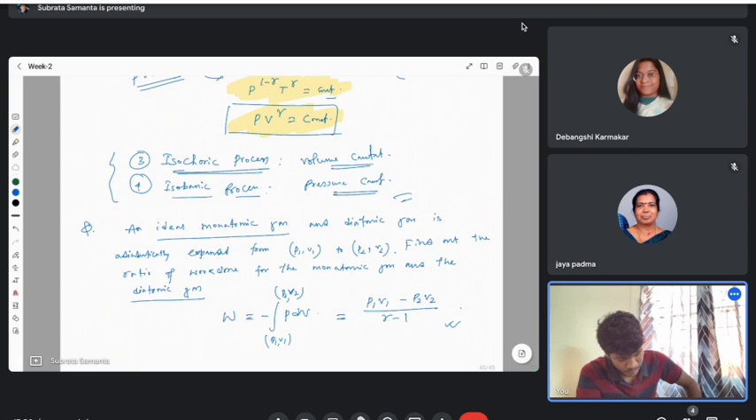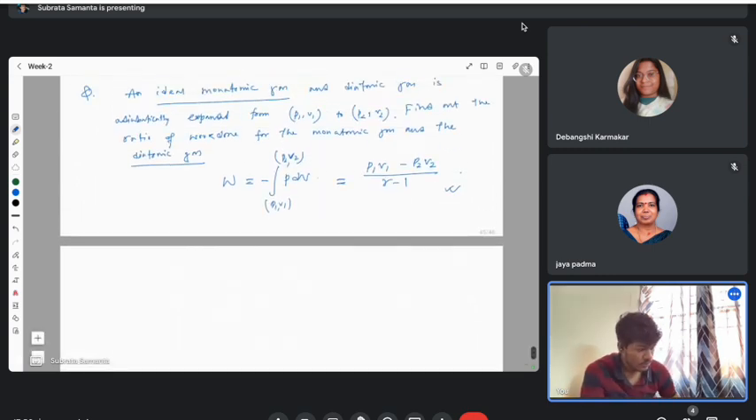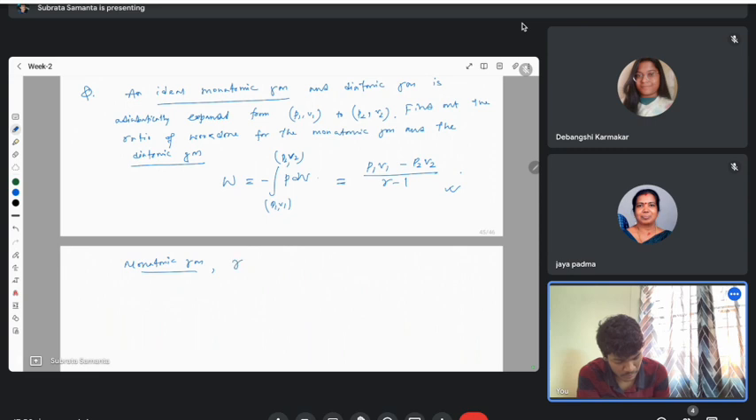Then we just put into this formula. For monatomic gas, gamma is 1 plus 2 by F, right? What is the formula? 1 plus 2 by F, where F is the number of degrees of freedom. For monatomic gas, the number of degrees of freedom is 3, right? So it's 1 plus 2 by 3, which is 5 by 3.